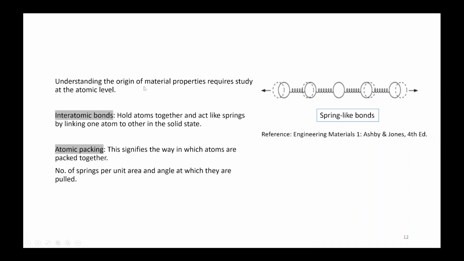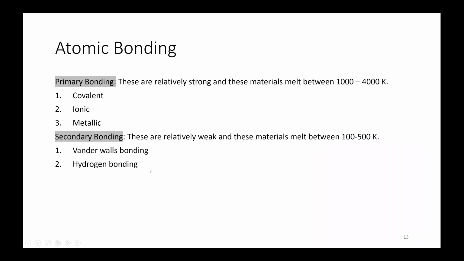for understanding the origin of material properties, we require study at the atomic level. So there will be formation of interatomic bonds. These will be holding atoms together. These bonds are considered spring-like to understand the equilibrium positions of these atoms. Now there will be some atomic packing inside crystals. So this is also significant. Now the number of these bonds and their angles, these all define the material properties.